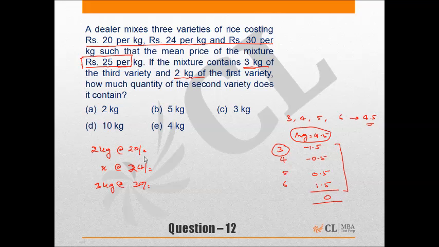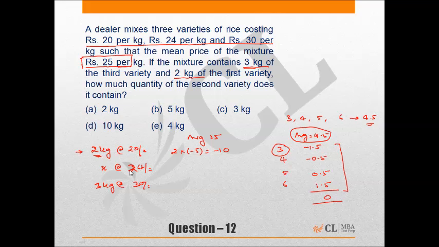So what is the deviation from the average? For this first variety, deviation is the price is 20, the average is 25. So it is minus 5 rupees per kg. Since we have 2 kgs, the total deviation would be 2 into minus 5, which is equal to minus 10.